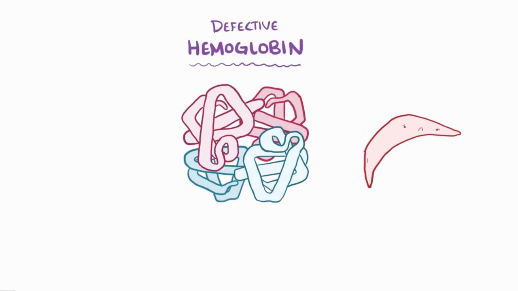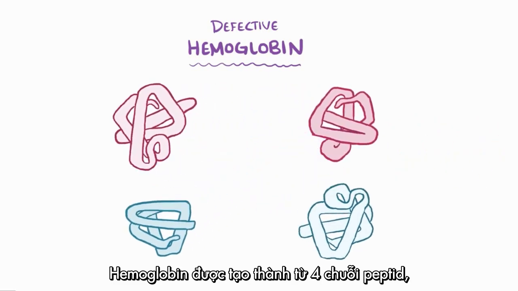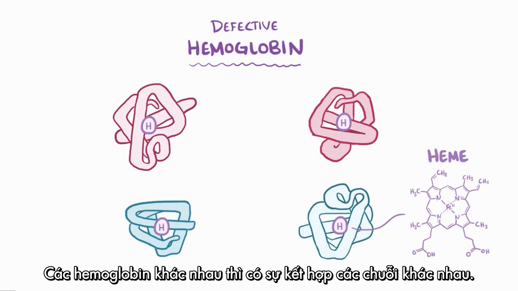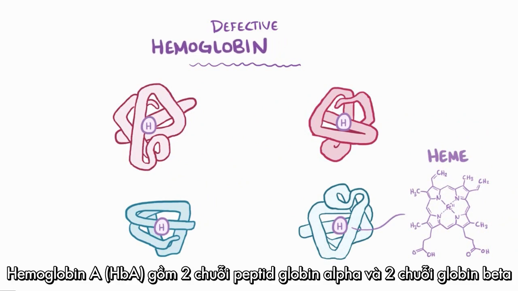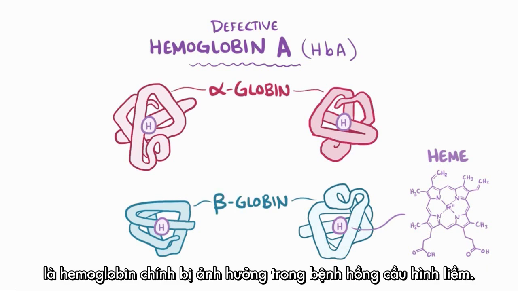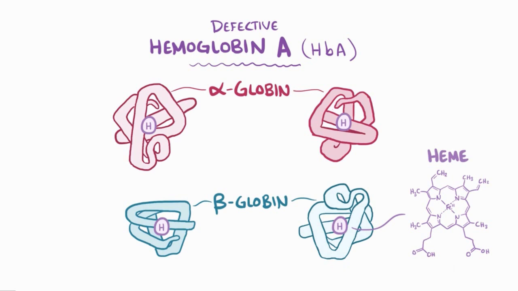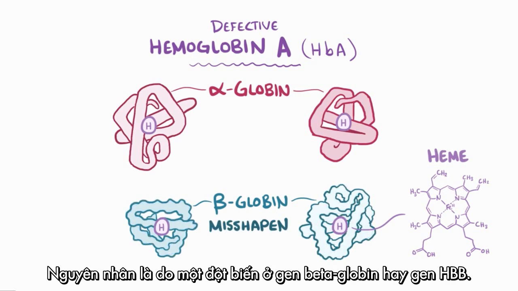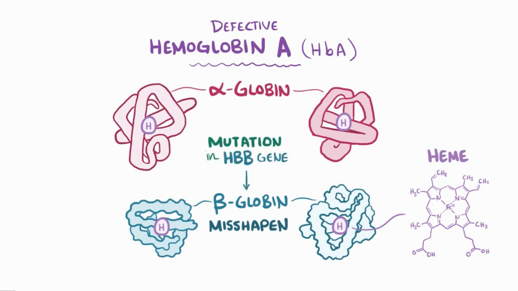Hemoglobin is actually made up of 4 peptide chains, each bound to a heme group. Different hemoglobins have different combinations of these chains. Hemoglobin A, or HbA, made up of 2 alpha globin and 2 beta globin peptide chains, is the primary hemoglobin affected in sickle cell. Specifically, the beta globin chains end up misshapen. And this is because of a mutation in the beta globin gene, or HBB gene.